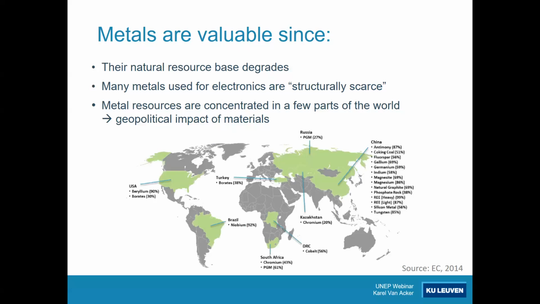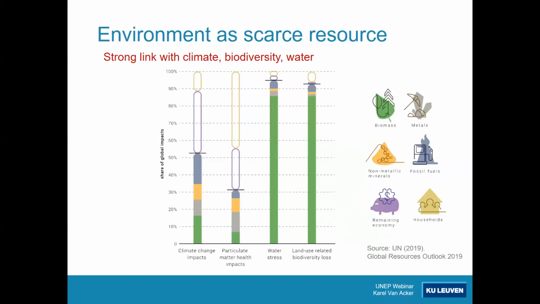This graph illustrates this very well. There are some countries that have a quasi-monopoly on some of these materials, and then the trade of these metals is depending actually on only a few countries. So there are geopolitical issues related to that as well.